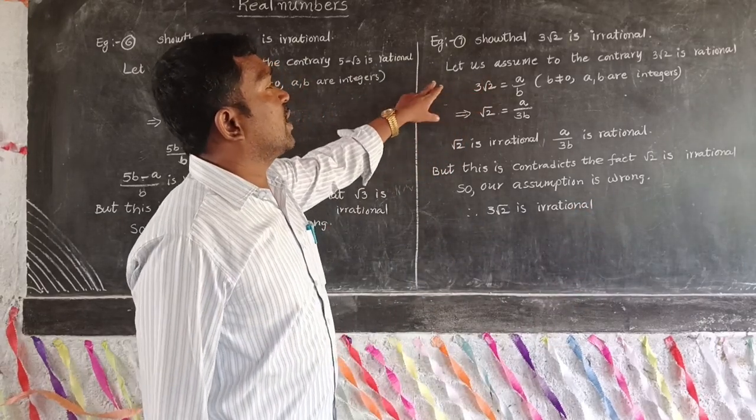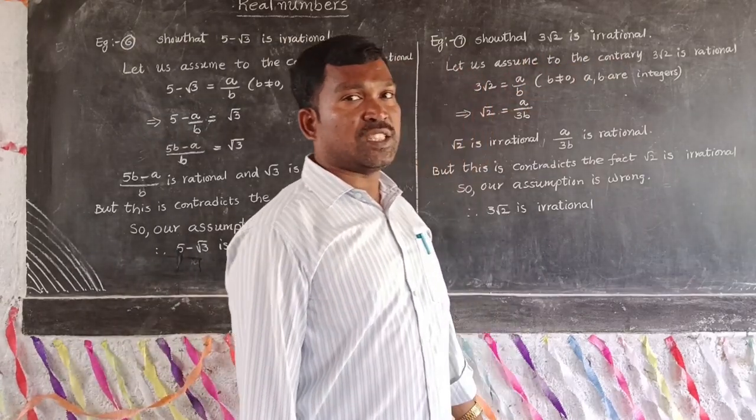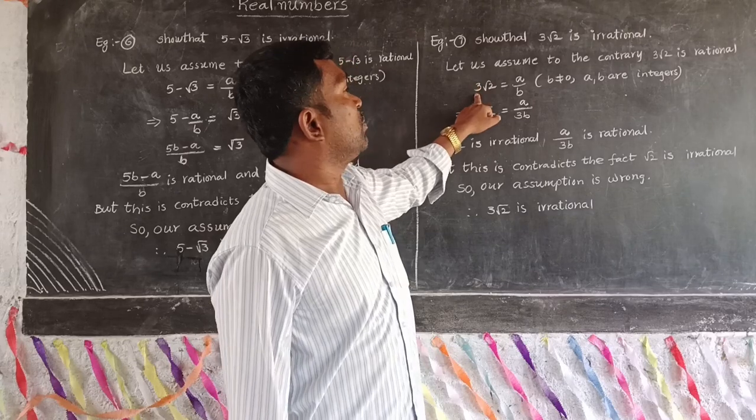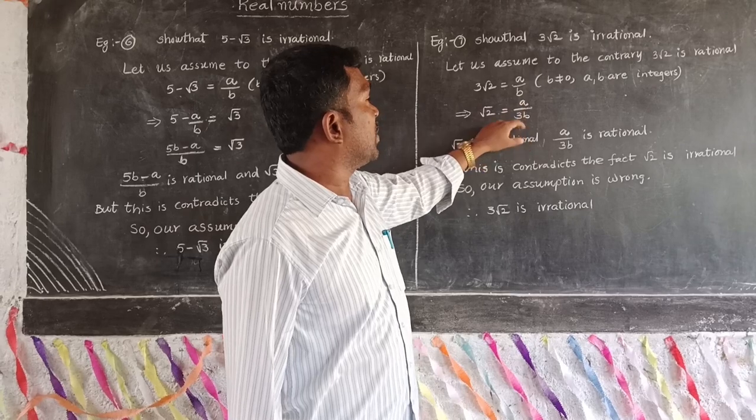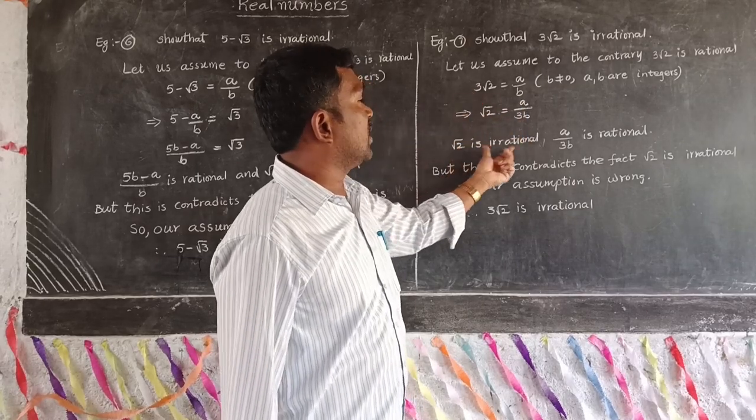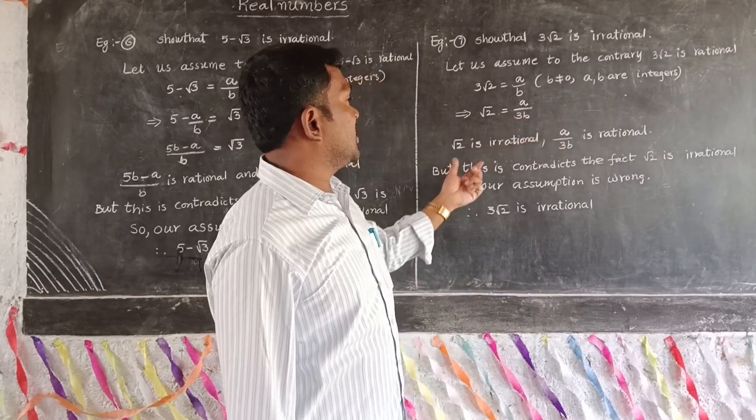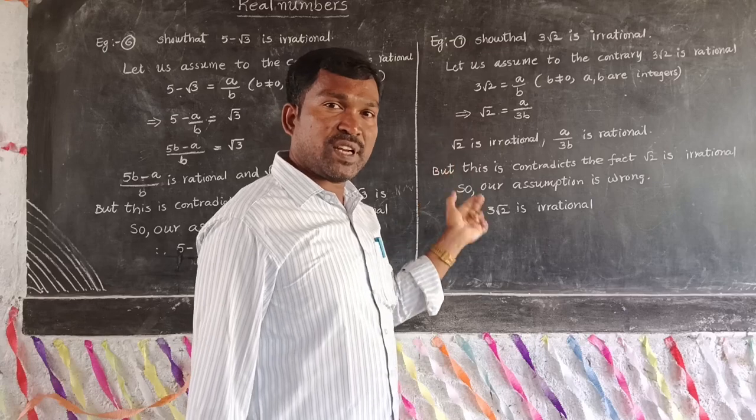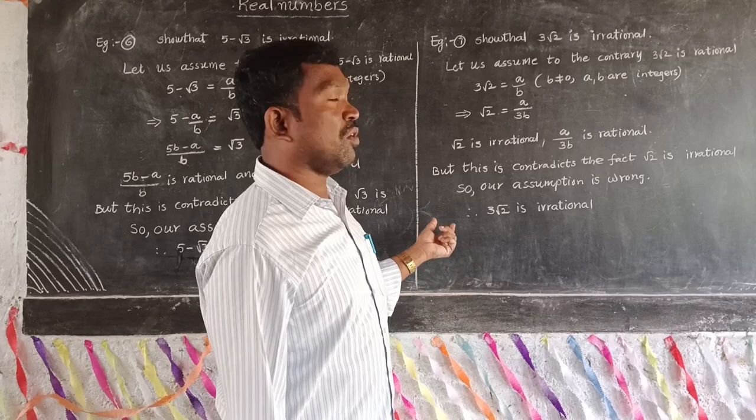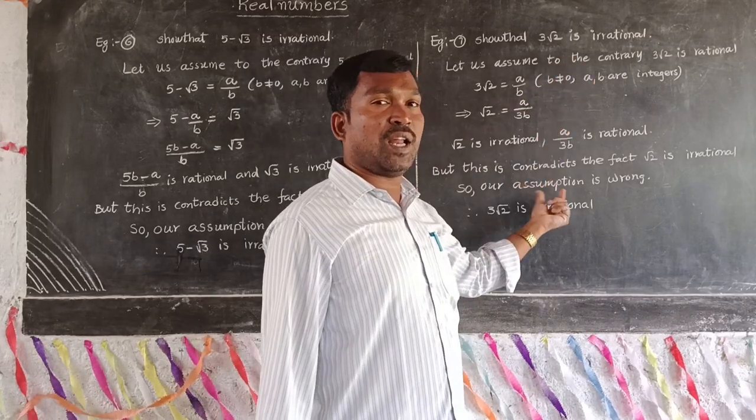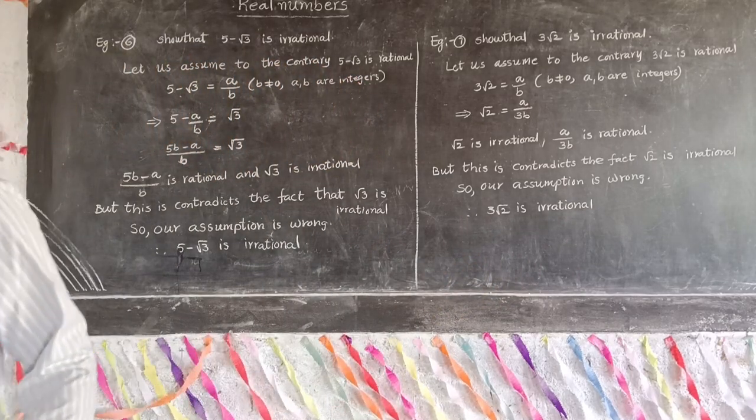Same model of this problem also. Show that 3 root 2 is irrational. First let us assume, contrary, that 3 root 2 is rational. That means 3 root 2 equals A by B. Transposing 3 to the right hand side, root 2 equals A by 3B. Left hand side root 2 is irrational, right hand side A by 3B is rational. But this contradicts the fact. Left side irrational, right side rational. So our assumption is wrong. Therefore 3 root 2 is irrational.